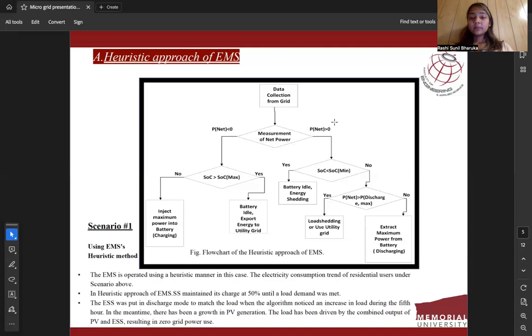This flowchart mainly has the goal of attaining low electricity power bills. So at the end, based on the quantity of grid energy consumed, the daily power cost is determined.